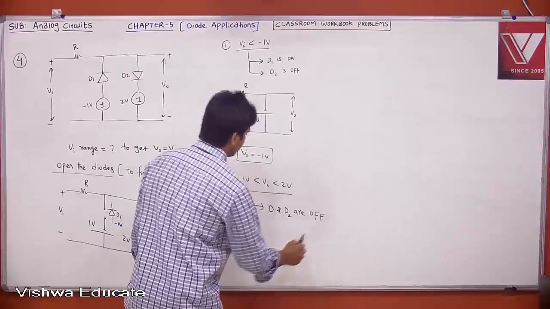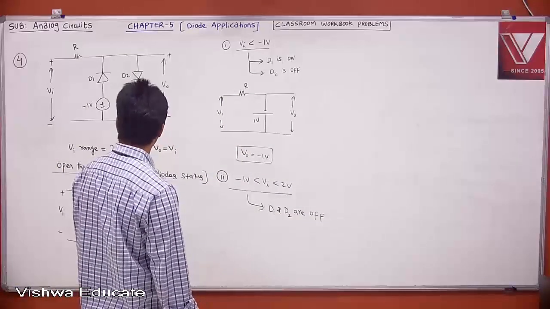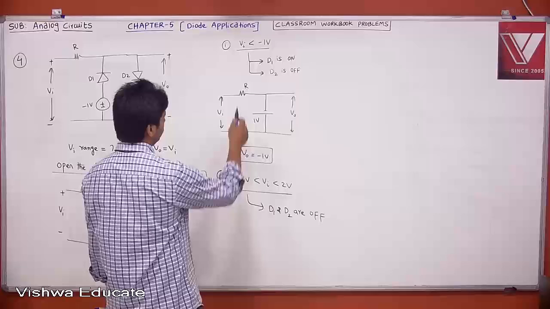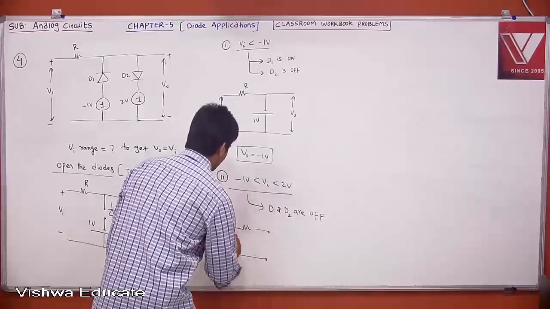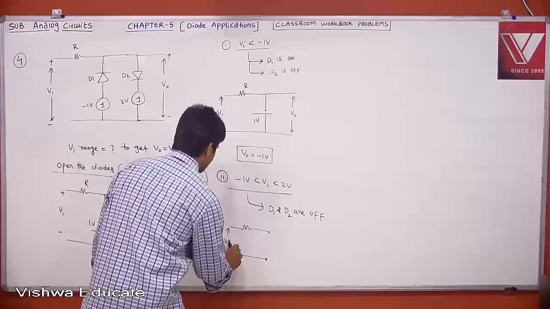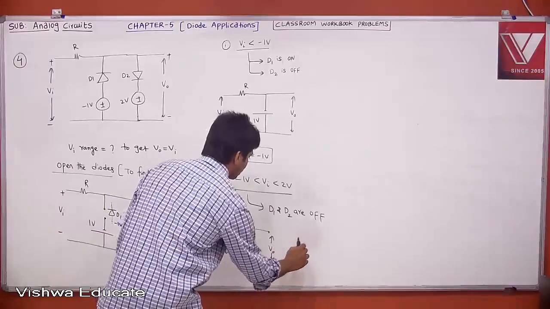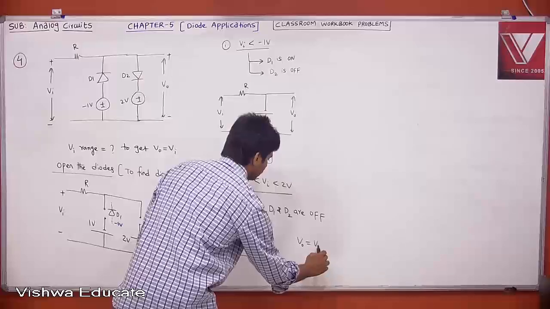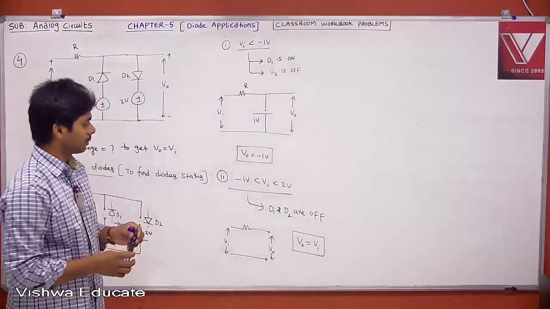When they are off, what is your output? Then it is simply this, both are off. This is your Vi and this is your V naught. Therefore what is your V naught? V naught is equal to Vi. It is tracking.